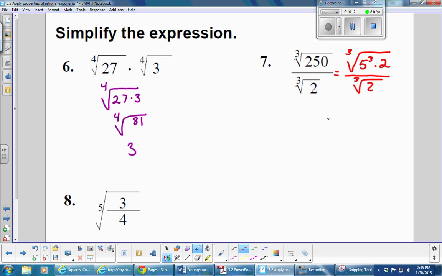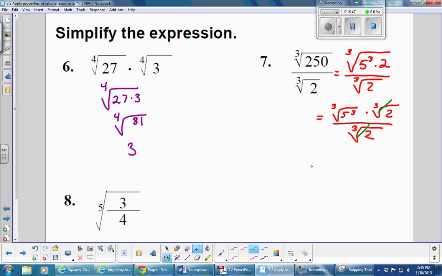Hopefully you do, because that top will break down again to what? Well, I can separate them. So the cube root of 5 cubed. And if you would have left that 5 cubed as 125, that would have been fine too. That wouldn't have been a big deal. Then the cube root of 2, and then the cube root of 2. So what do you see there? Hopefully it's glaring at you. These are going to cancel, because they're the same.